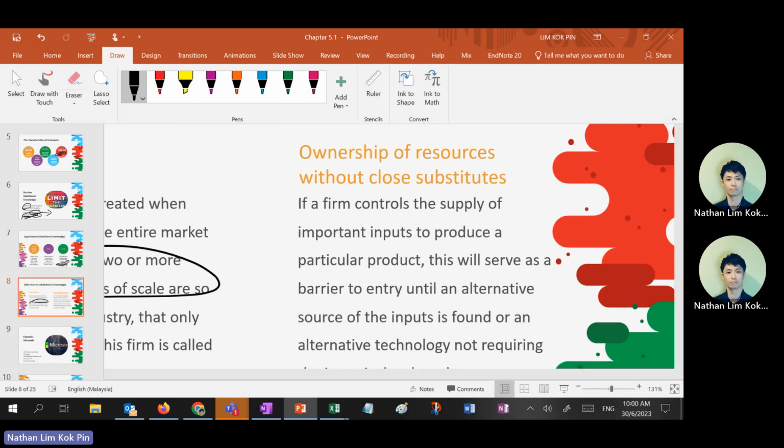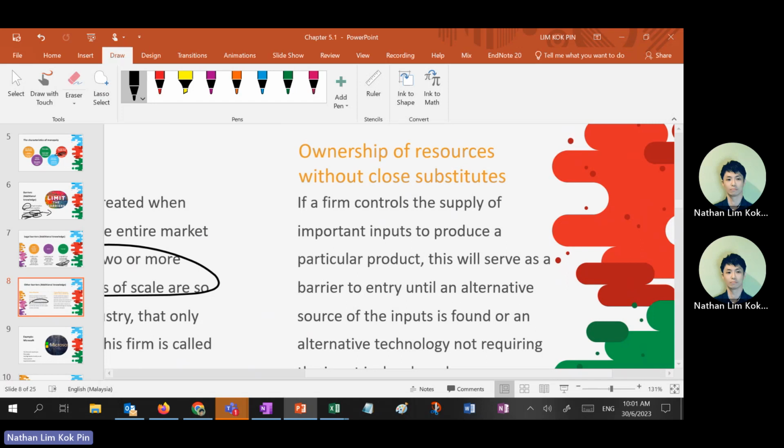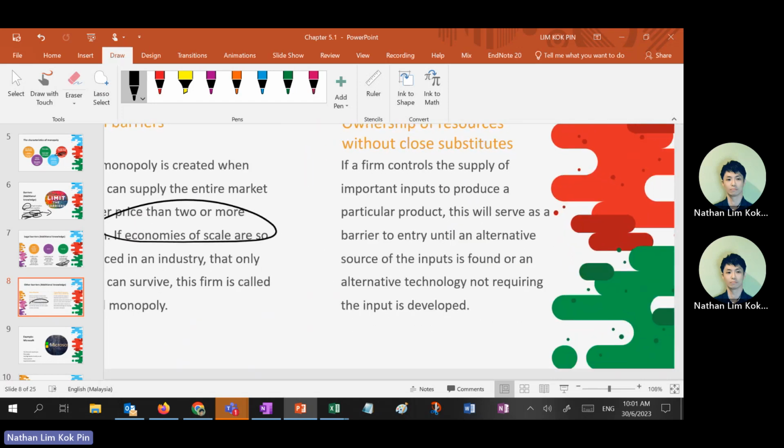Okay, ownership of resources. This one, like what I said, you don't need to remember because it's just additional knowledge for you to write sometimes, because you cannot keep on using the cost barrier. I know it's very easy to write, cheap, so people can enter. But when you go to another market structure later, like monopolistic, like car companies and shoe companies, they need high cost, but they are not perfect competition. They are not monopoly, they are monopolistic. So you cannot keep on using the cost barrier. You know what I mean?